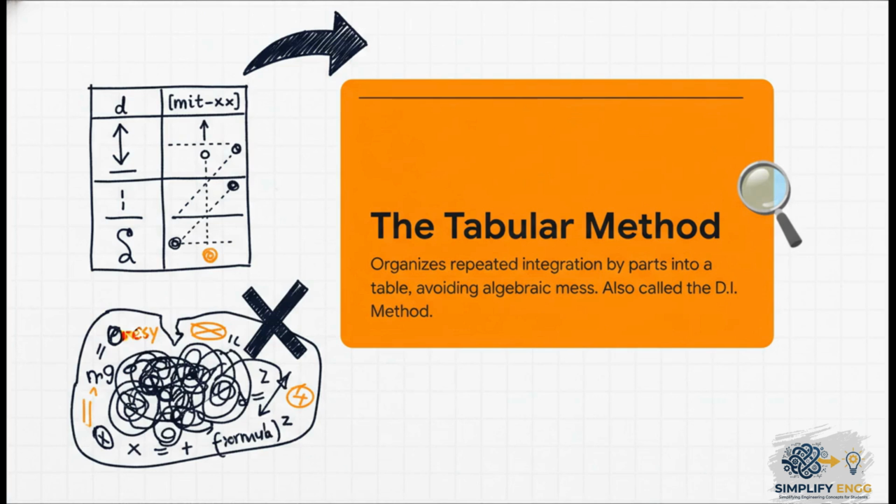Now, what's so cool about this is that the tabular method isn't some brand new, complicated math. It's really just a brilliant way to stay organized. Think of it like a filing system. It takes that super repetitive process of integration by parts and just lays it all out neatly in a table. And the best part? You can forget about rewriting that messy formula over and over.